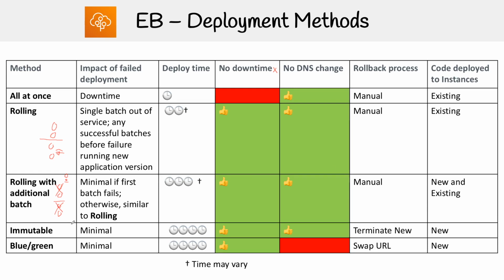So the last one here is immutable. With immutable, the idea is you just replicate your entire environment. So like all at once, if you had 4 servers, it would take them out of service. With immutable, it would just create 4 new servers. And once they're all good, then you could move over to those 4 new servers. And if you had to roll back, you just point back to the old ones because they still exist, because they haven't yet been deleted until you decide to do so. So immutable gives you the best flexibility in terms of the rollback process.